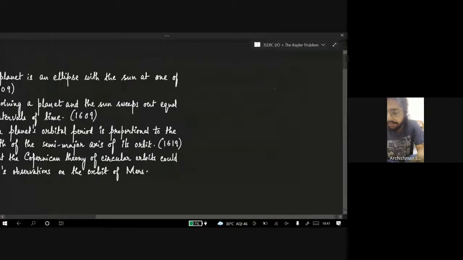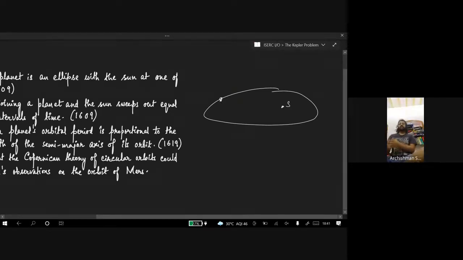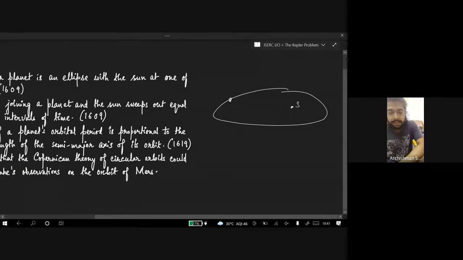Yeah, the picture is kind of like this. Here's an ellipse, here's the sun, and here's a planet, right? And the sun is located at one of the foci of an ellipse. So if you're familiar with what an ellipse is, you will know what I mean by focus.